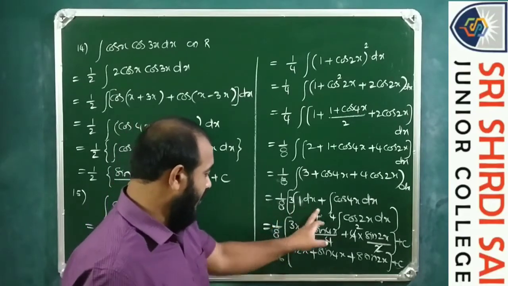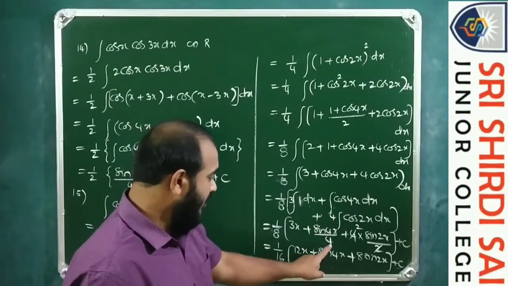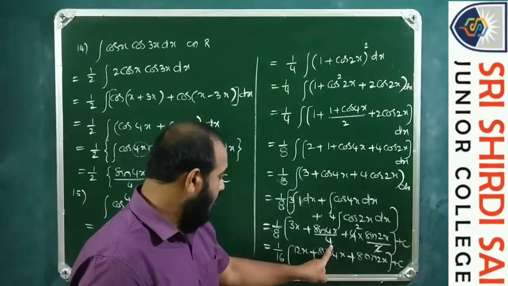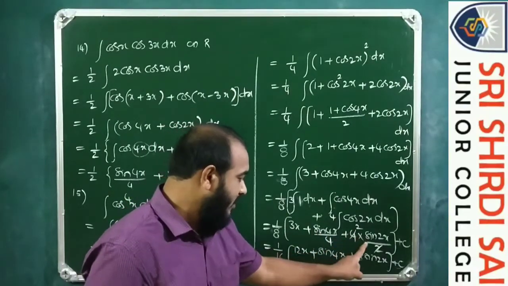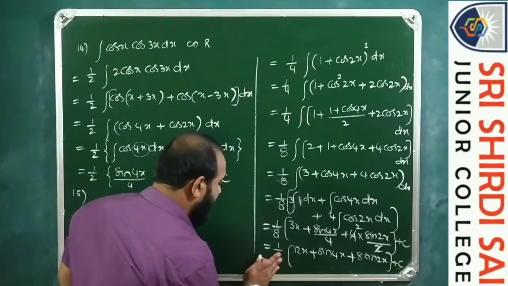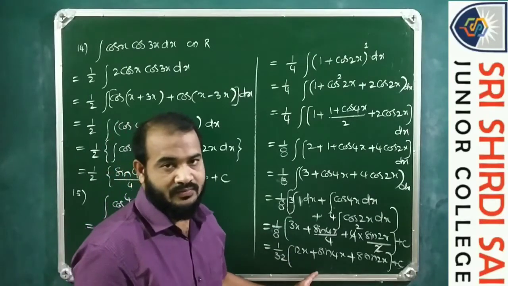So 3x plus sin 4x by 4, everything same. So here LCM is 4. So 4 3s are 12x, sin 4x, 4 2s are 8 sin 2x by 4 LCM. 4 8s are, this is 32. Now this is the final answer.